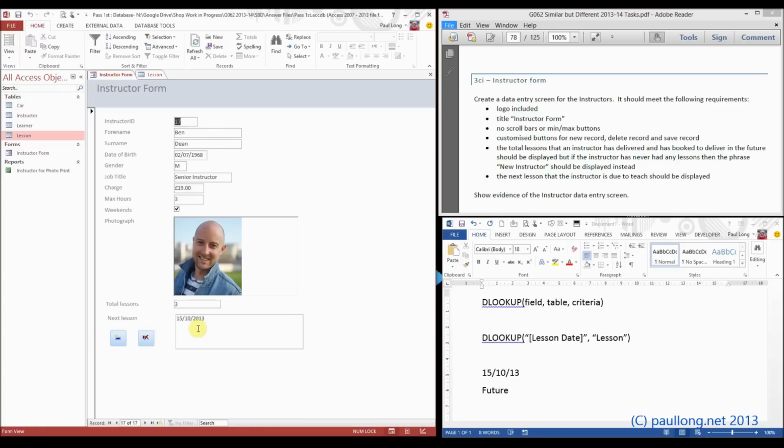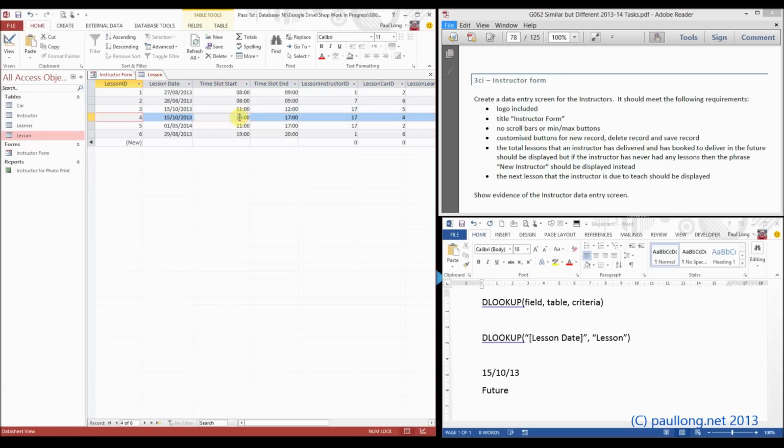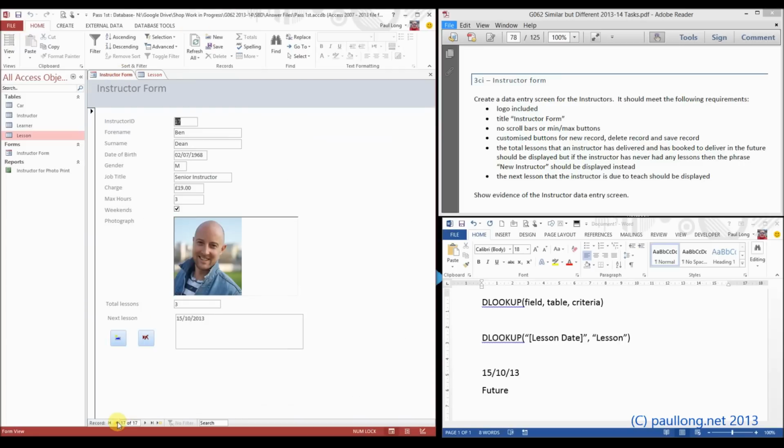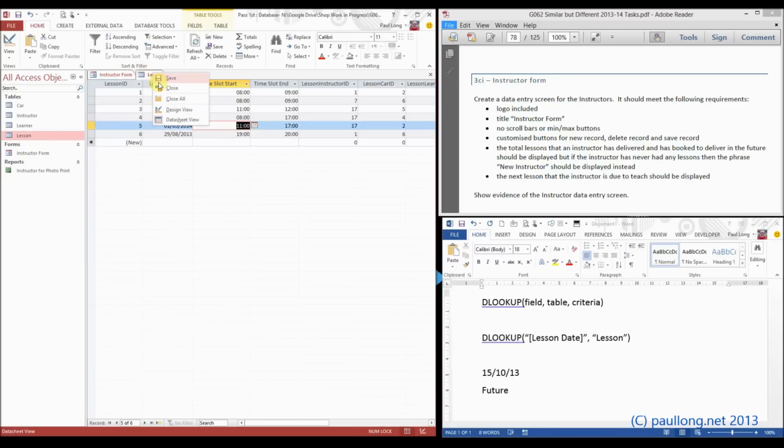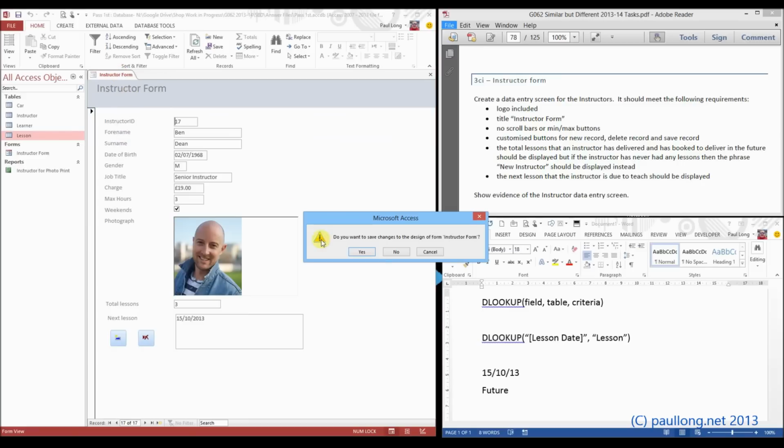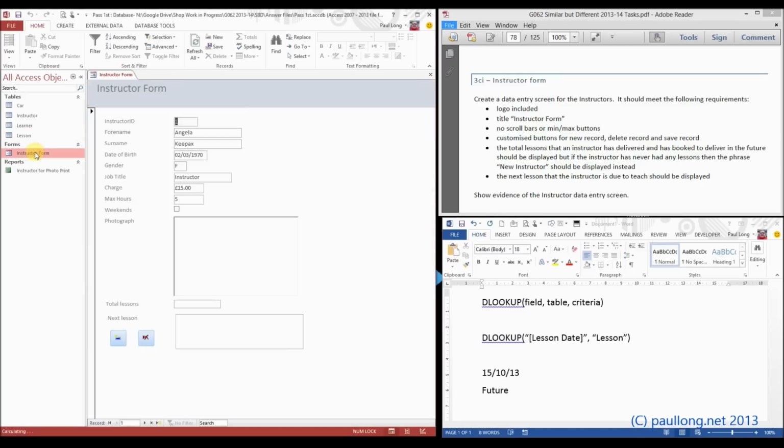Go to the last record, 15th of the 10th 2013. If I change that to be 11 o'clock this morning, or even 9 o'clock or 8 o'clock this morning, we now expect our next lesson to be the 1st of May 2014. So I'm going to go back to my instructor form, and I think we'll need to close this, and we might need to close the lesson table as well to get it to refresh completely. So if we open up the instructor form, there we go, 1st of May 2014.